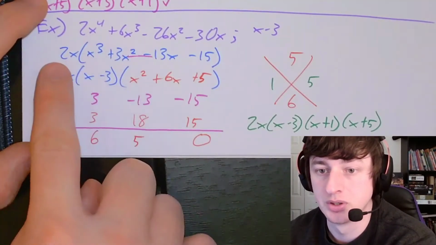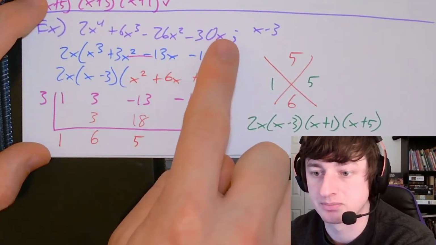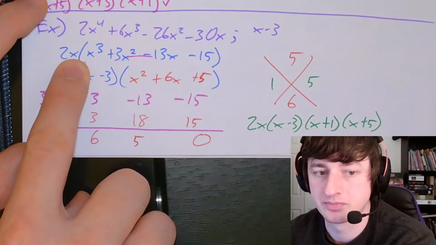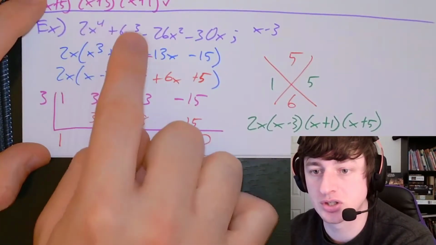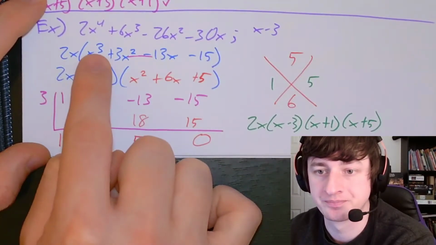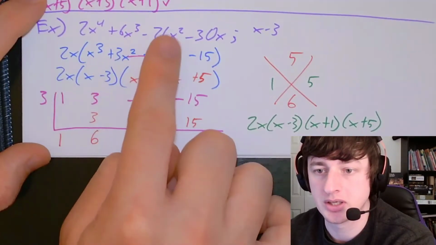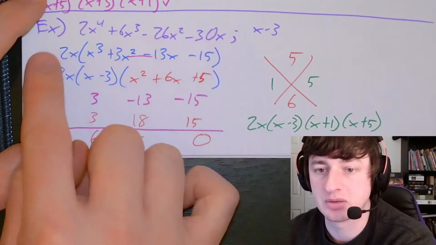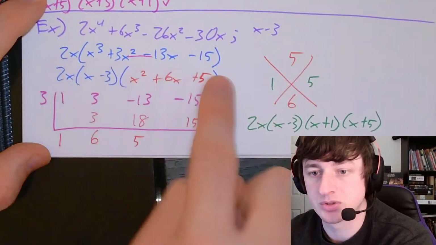I factored out 2. And then I also saw that every term had an x in it, especially this last term. So I also factored out an x. So then what's left is each of these terms divided by 2x. Well, 2x to the fourth divided by 2x gives me x cubed. 6x cubed divided by 2x gives me 3x squared. Negative 26x squared divided by 2x gives me negative 13x. And the negative 30x divided by the 2x gives me the negative 15. I factored out this greatest common factor. And then I'm left with this blue stuff.